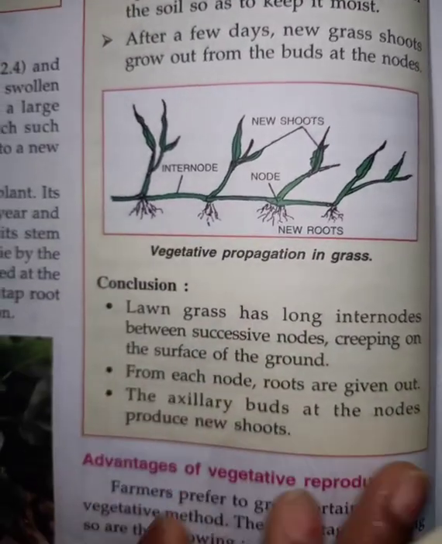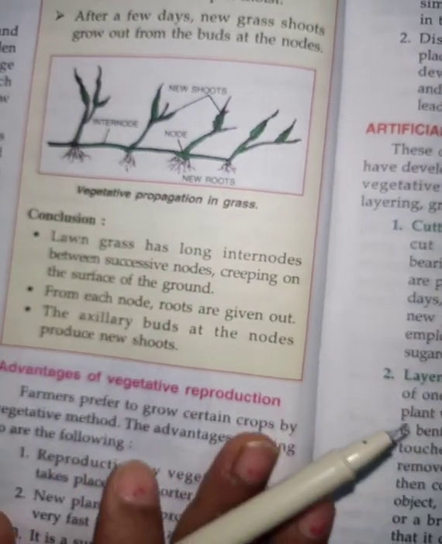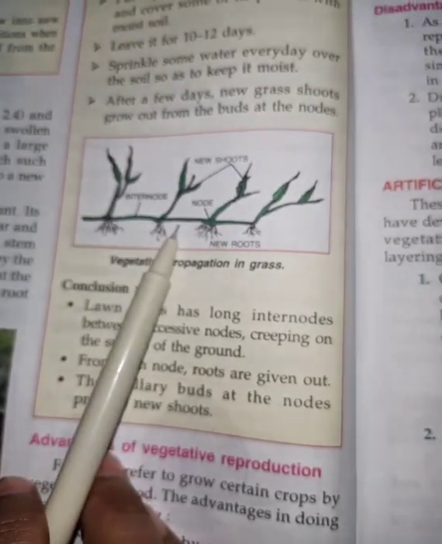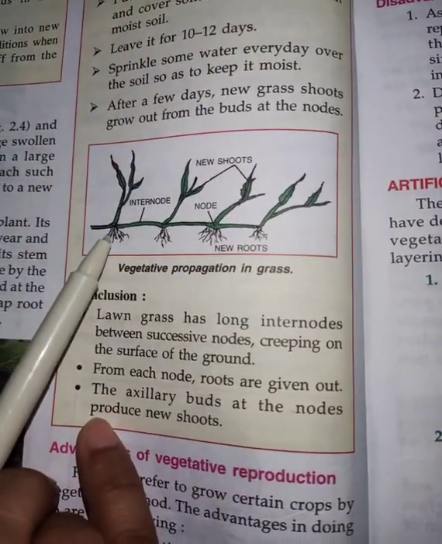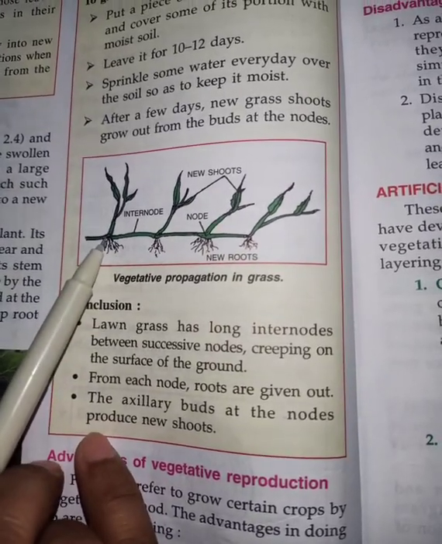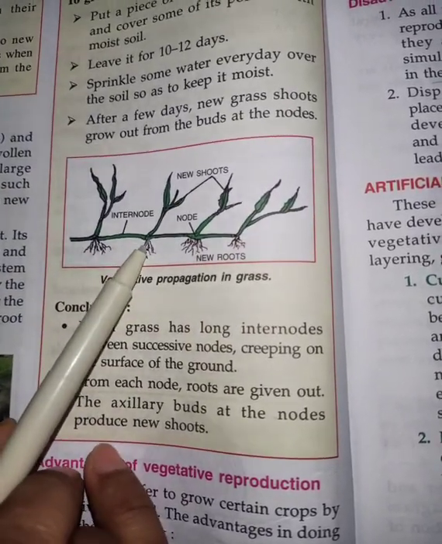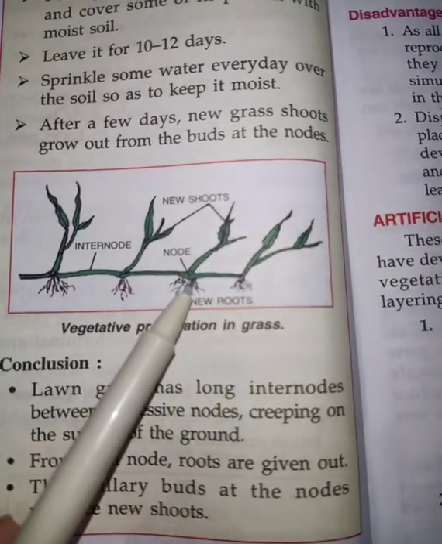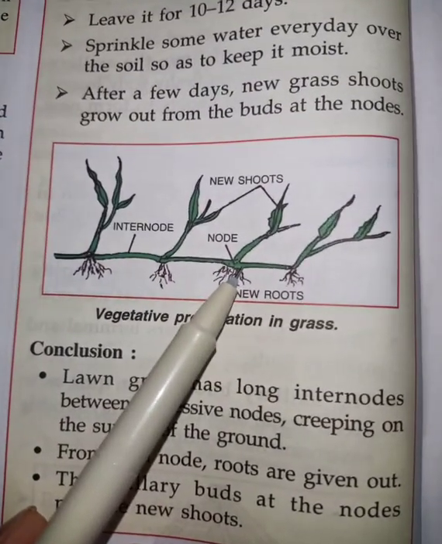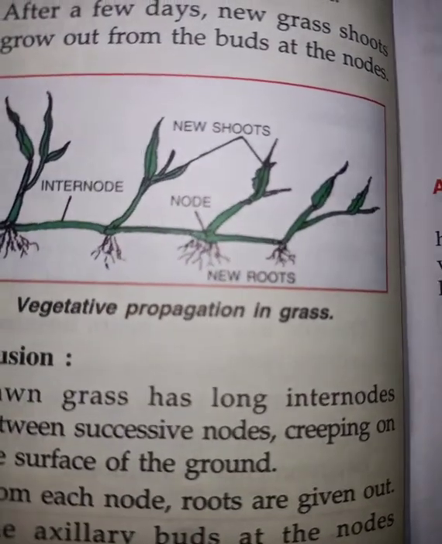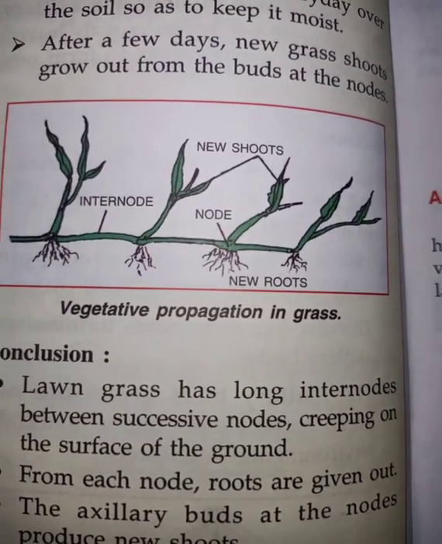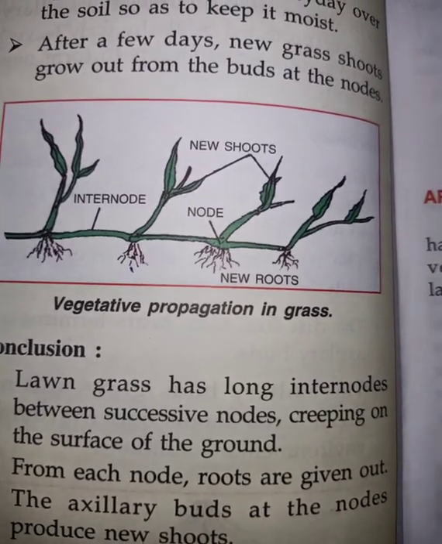So children, this type of reproduction is easy, but what happens is that the same type of plant is growing in the complete field. So if a disease occurs in one part, the same disease will occur in the other parts. In this way the farmers face the problem because the same type of germs infect the crop. So they don't prefer vegetative propagation.